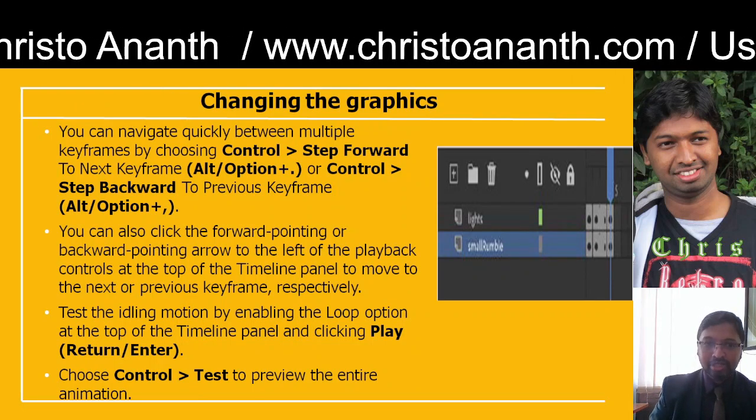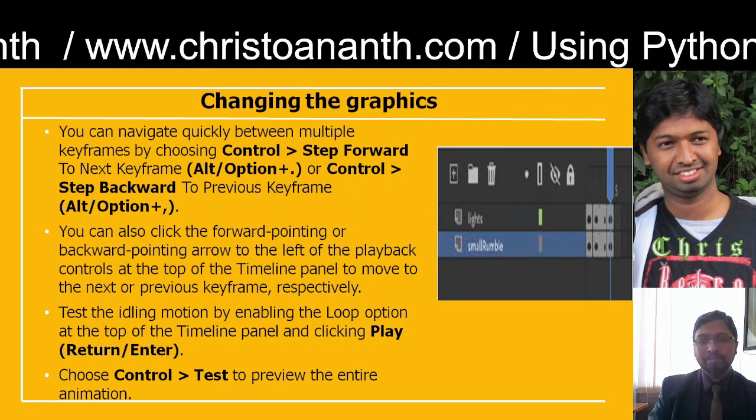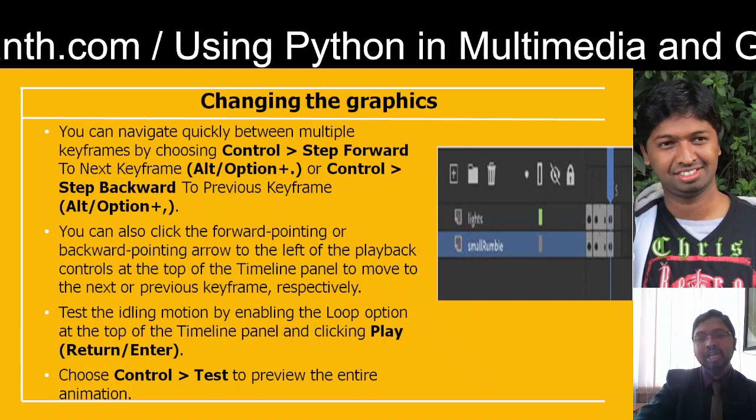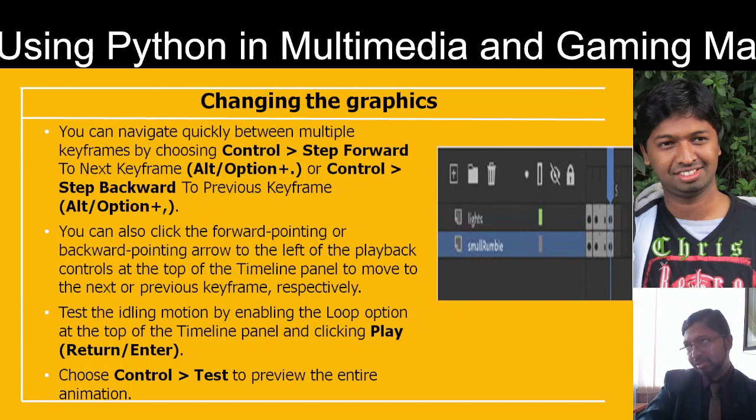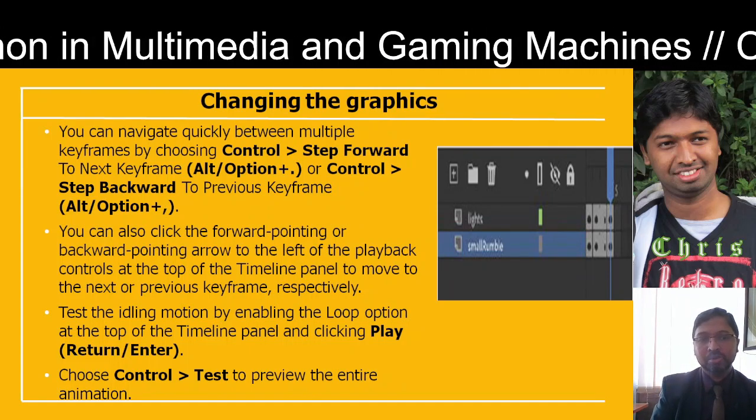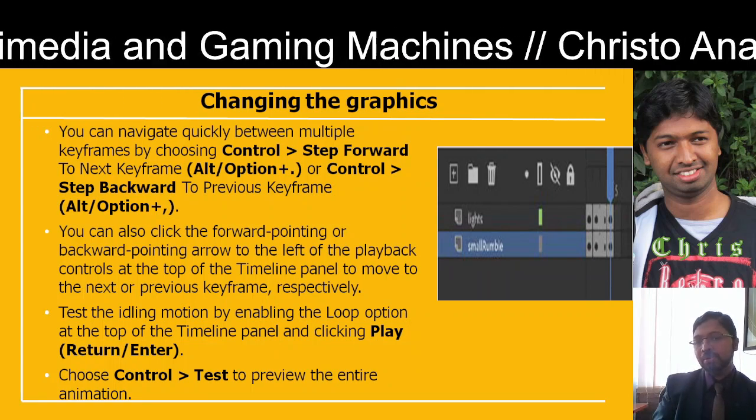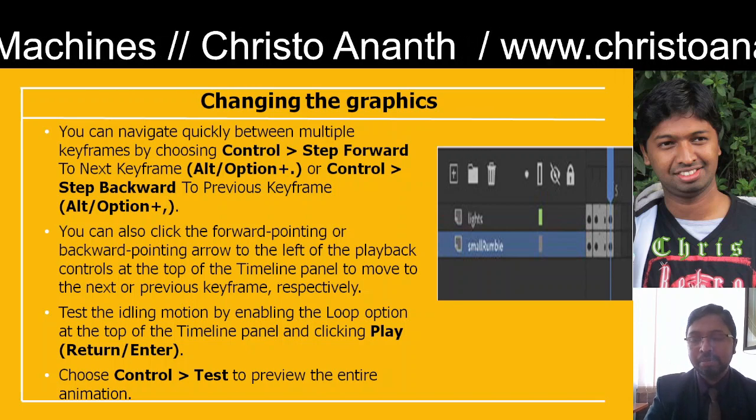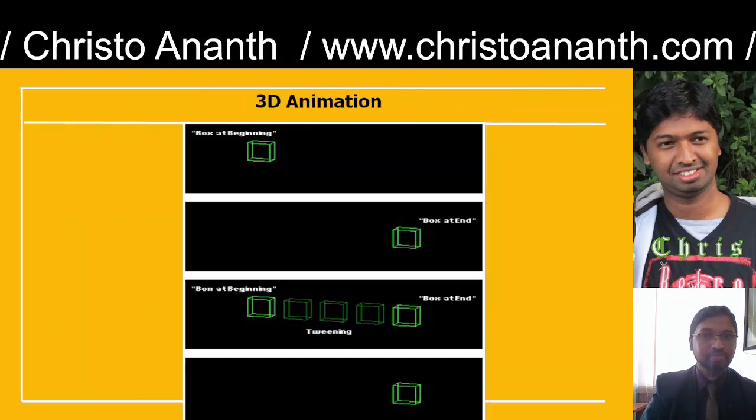You can test the idling motion by enabling the loop option at the top of the timeline panel and clicking play, so that it will keep looping. And if you have to preview the entire animation, press Control and then Test, so that will give a preview of what you have practiced.